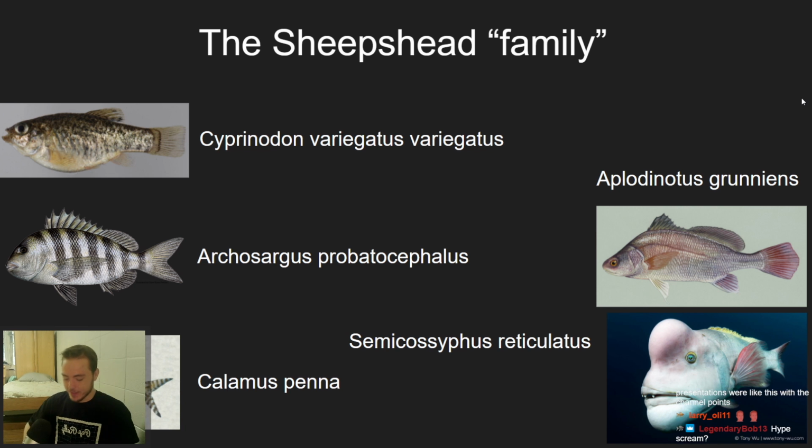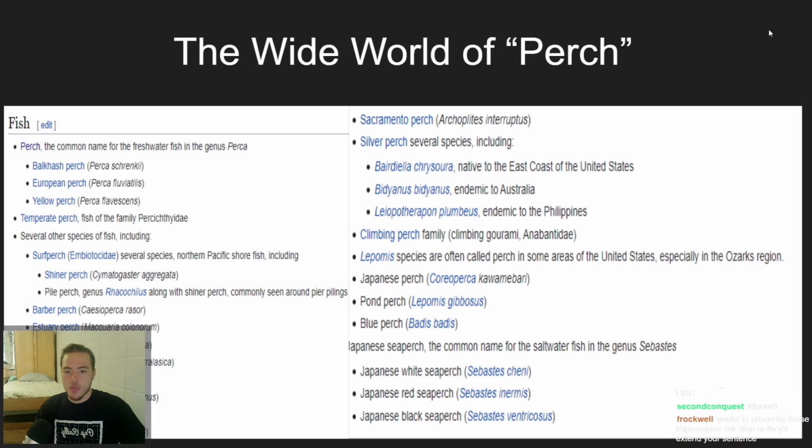The problem is this. So there's the sheepshead family, but that doesn't even come close to comparing to some other quote-unquote families. There are some common names for fish that we use so insanely widely, even though the things are absolutely nothing related. Just to demonstrate that, I'm going to go through the wide world of perch. These are all of the fish that are called perch.